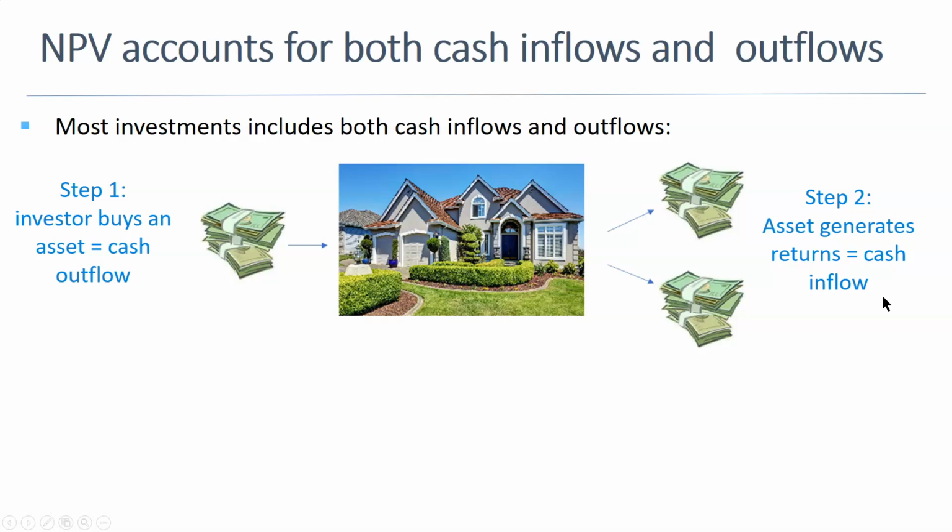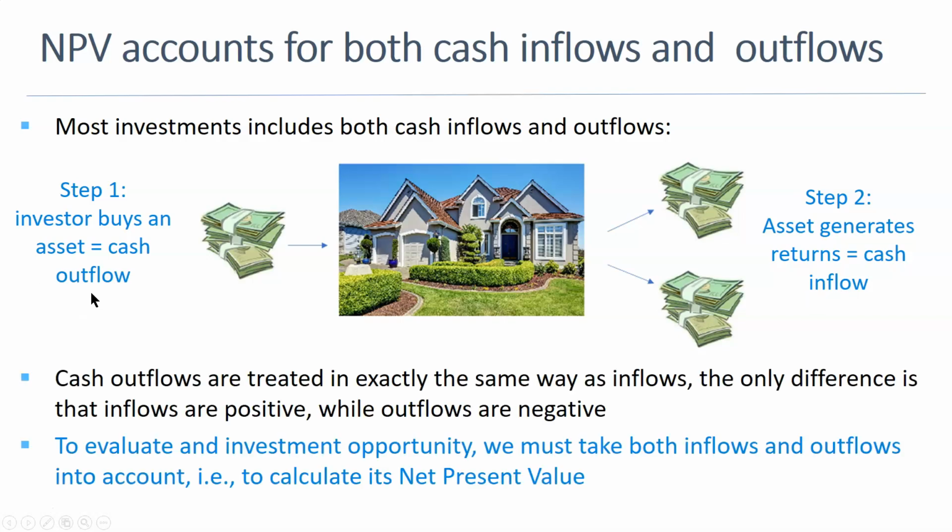We didn't rent it out, we didn't get any interim income, we've just sold it at the end of the project. There will be some cash outflow initially and the single large cash inflow at the end, which hopefully should be greater than all our expenditure. In other words, we do need to account for both cash inflows and cash outflows when we estimate the net present value of any investment opportunity.